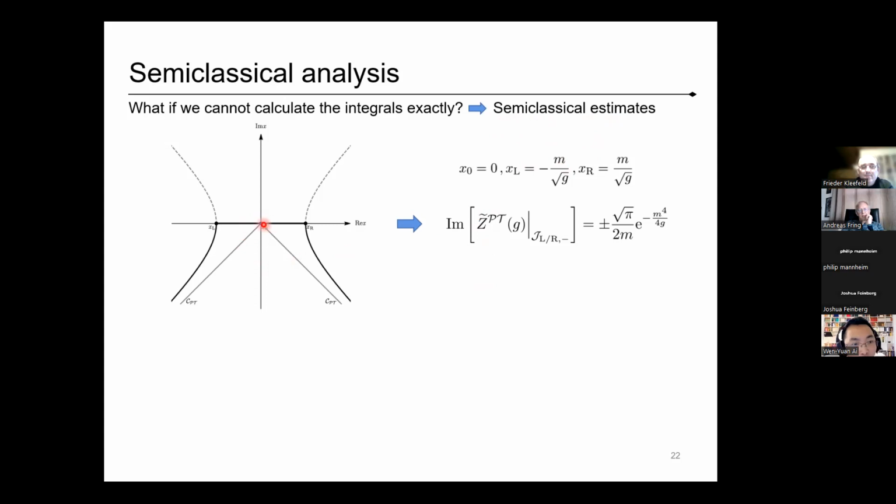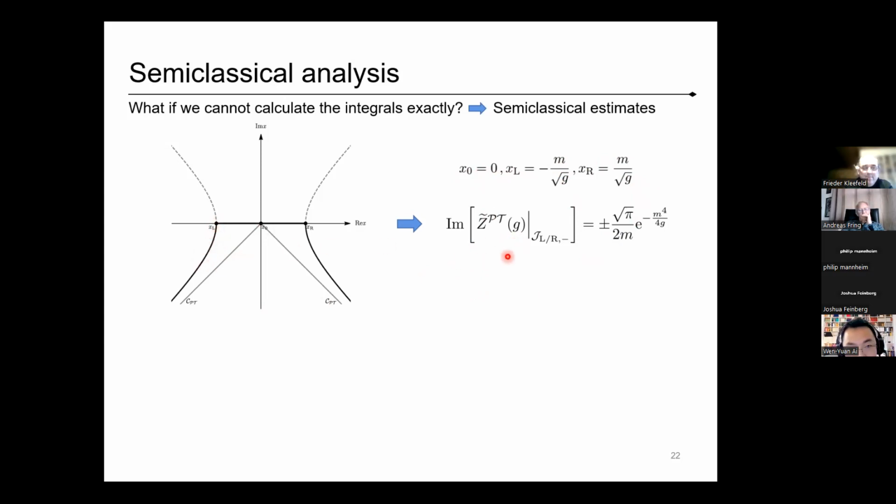So here, for the zero-dimensional case, if we want to calculate the PT-symmetric partition function, then we need to define the contour in this way. Okay, this is also from the book on PT-symmetry. And then we have three stationary points: the trivial one, and also left and right, two types of stationary points. And then you can calculate the integral. You can do the Gaussian integral near the stationary points.